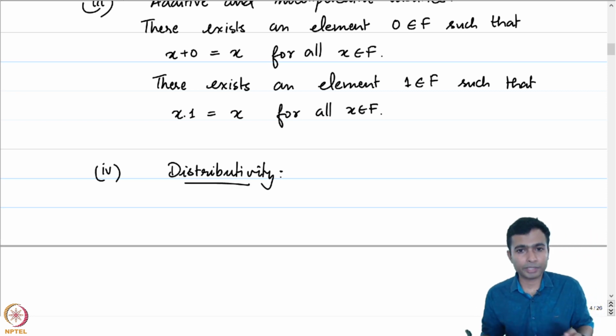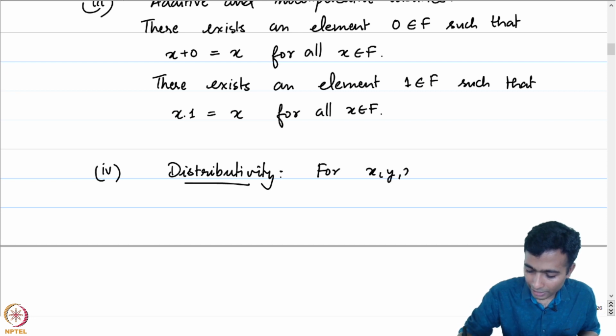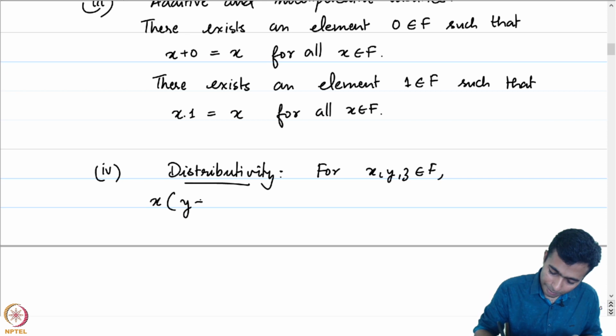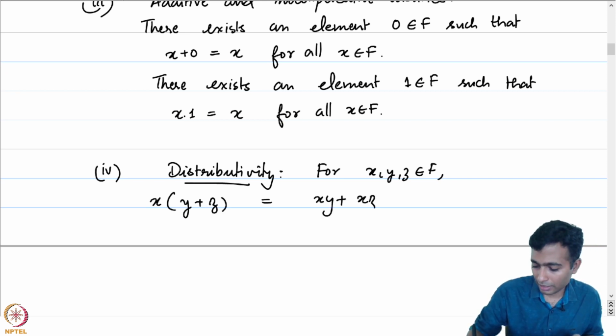The addition and the multiplication operations interact with each other. So for x, y, z in F, x times (y plus z) is always equal to xy plus xz.